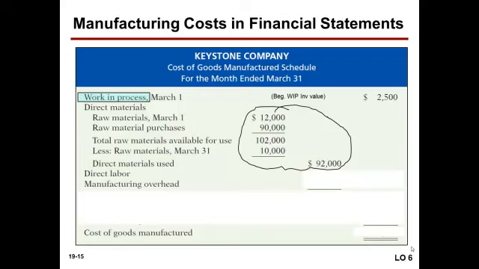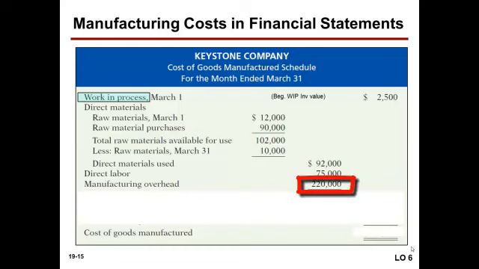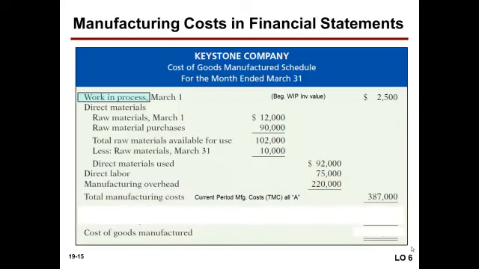That's our first addition to work in process inventory as production begins. Our second element, direct labor used during the month, $75,000 given. Lastly, manufacturing overhead applied during the month, $220,000. So we'll sum those three additions, DM, DL, and manufacturing overhead, $387,000 is our current period manufacturing costs. I'll abbreviate those as TMC, all our additions to work in process during the period.